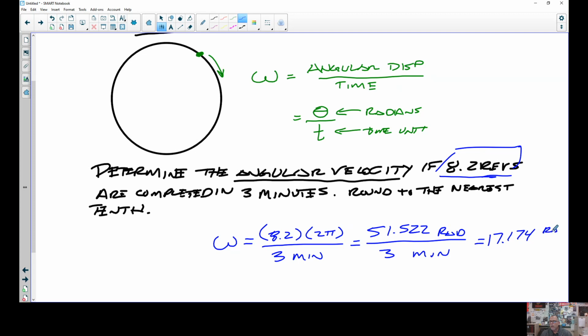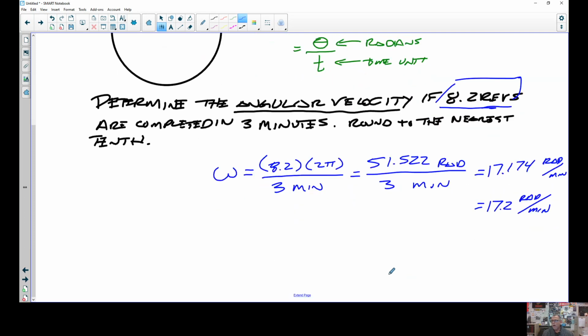And that's in radians per minute. Now, for the nearest tenth, I'll say 17.2 radians per minute. Now, they could ask you in a problem like this, what if I wanted it in radians per second? I want my omega, I'm sorry, in radians per second. I want this angular velocity per second. Well, if it's 17.2, this is where we go back to our idea of dimensional analysis.